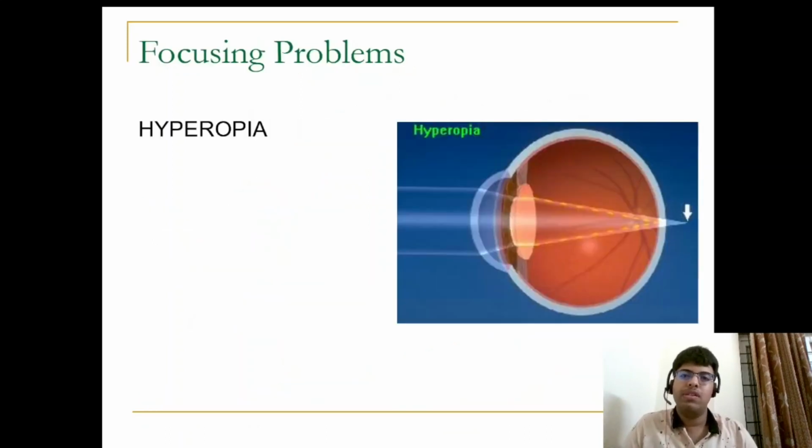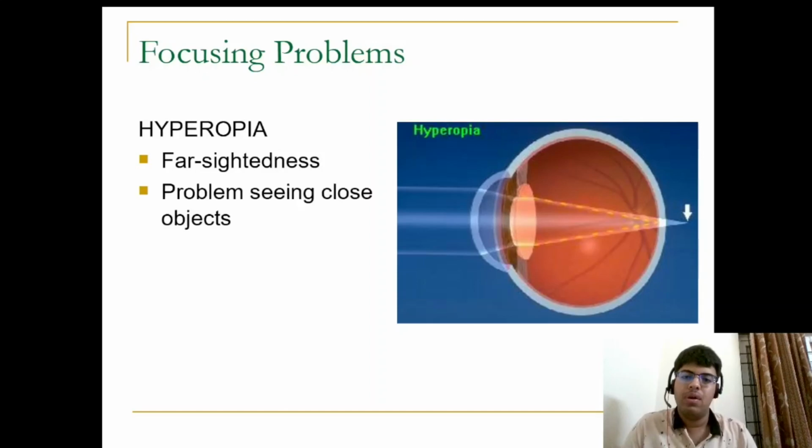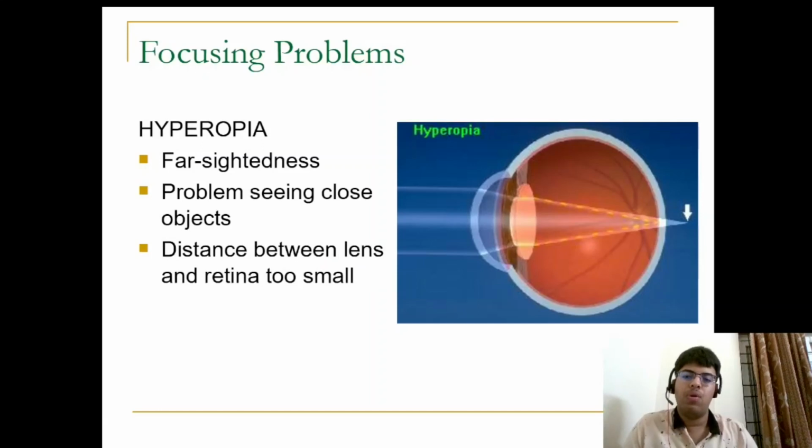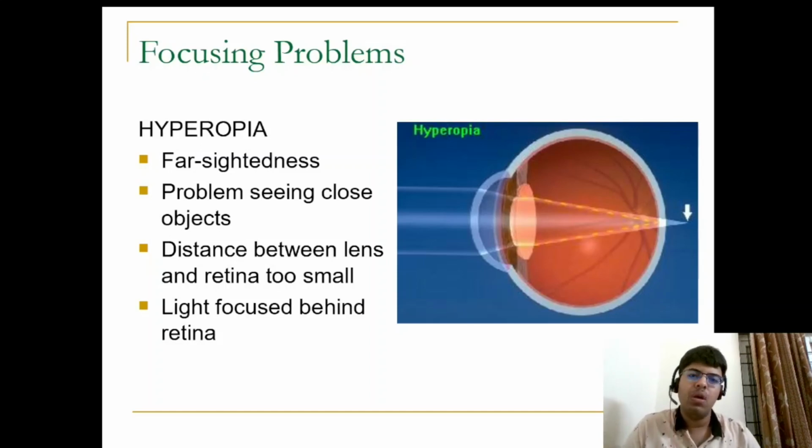Now let's discuss some focusing problems. First is hyperopia, which is also called farsightedness. Here the problem occurs for seeing closer objects because the distance between the lens and the retina is very small. Here the light is focused behind the retina. In the image we can see that the light should make the focus on the end part of the eye, whereas it is not, it is going beyond that.